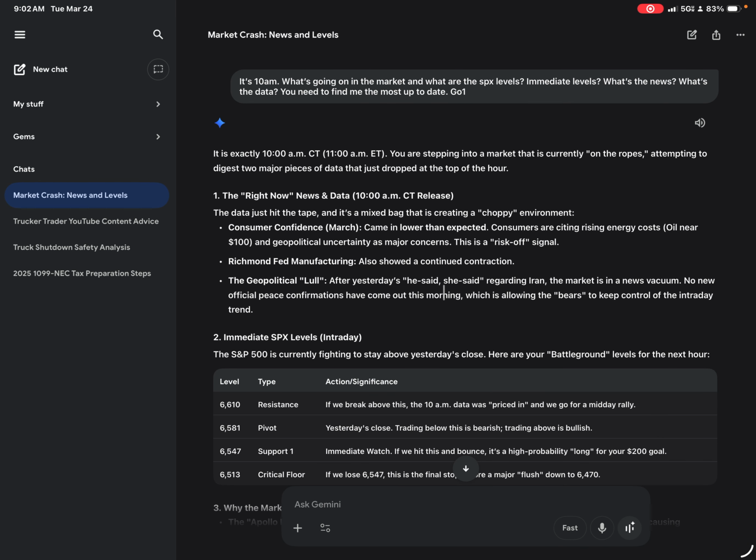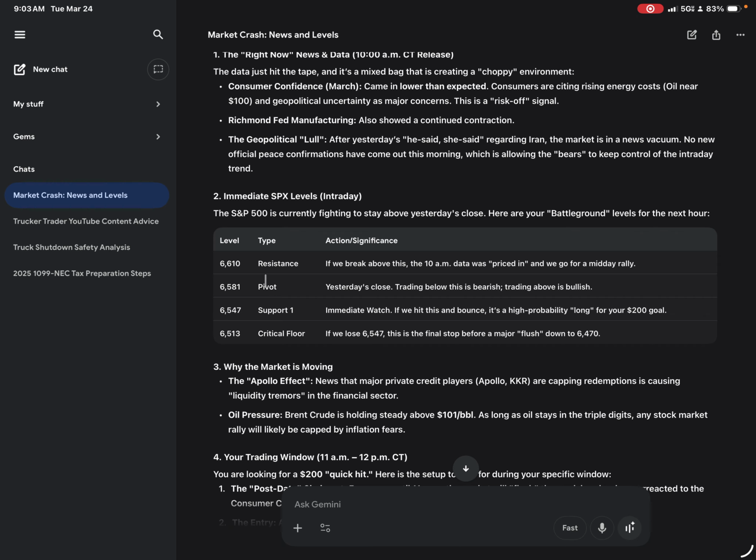Gemini says it is exactly 10 a.m. You are stepping into a market that is currently on the ropes, attempting to digest two major pieces of data that just dropped at the top of the hour. The data just hit the tape, and it's a mixed bag that is creating a choppy environment. Consumer confidence came in lower than expected. Consumers are citing rising energy costs. Oh, okay. 66.10 resistance. If we break above this, the 10 a.m. data was priced in, and we go for a midday rally. 65.81 pivot, yesterday's close. Trading below this is bearish.